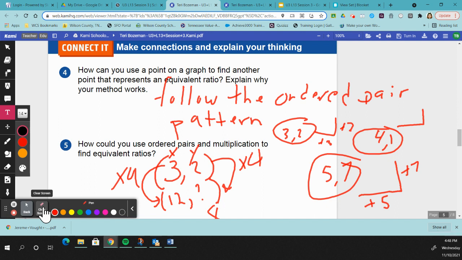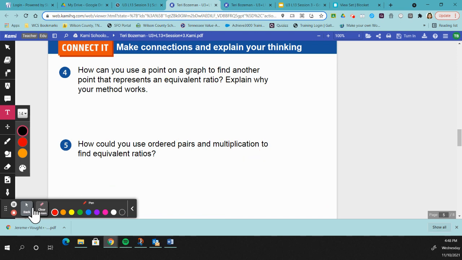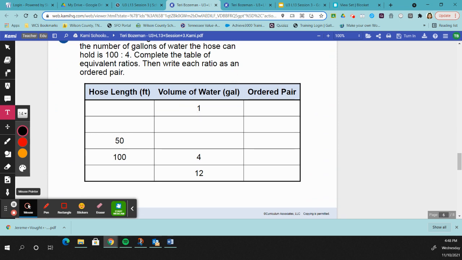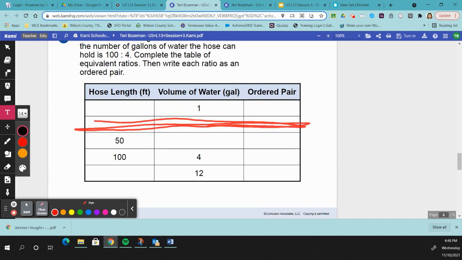I will tell you that being able to see these as ordered pairs and plot them on a coordinate grid, that is something you will see on testing. So we are going to practice that. This is a typo. This table should not be there.